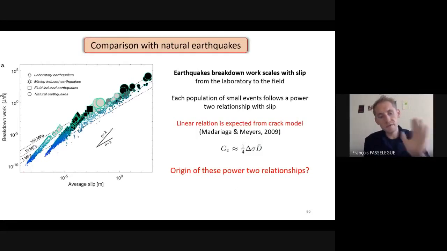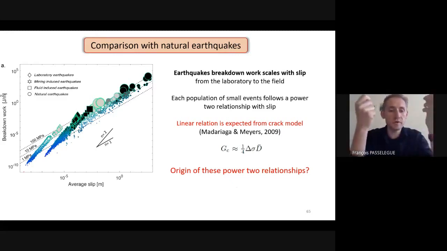While if you look at larger earthquakes, it looks like they more follow linear relations. And these dashed black lines correspond to theoretical predictions coming from a linear elastic crack model that has been developed, for instance, by Raoul Madariaga in that case, but also if you take the model of Brune. What you can see is that it's expected to be linear. So it's not the case for some populations of these events where we find a power two relationship.